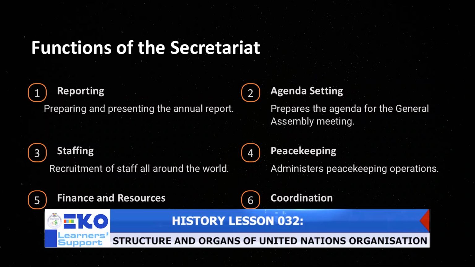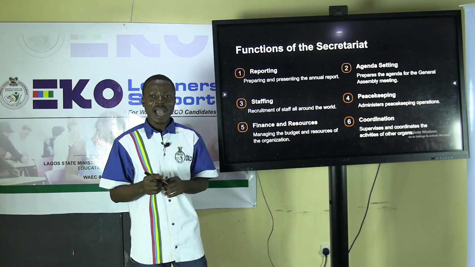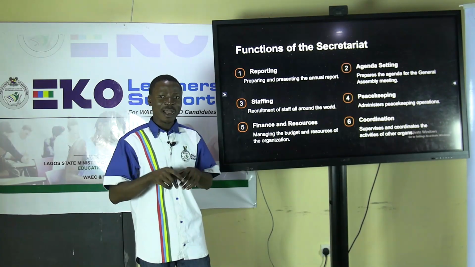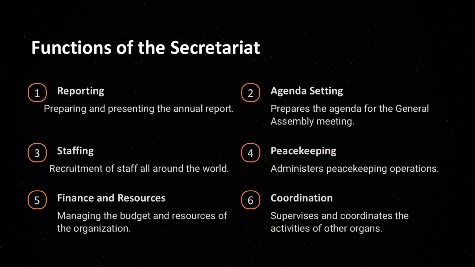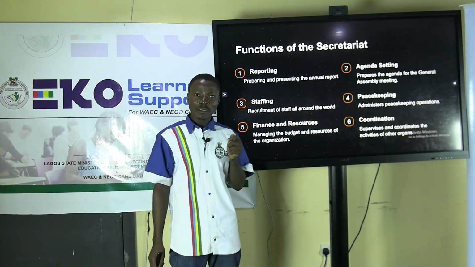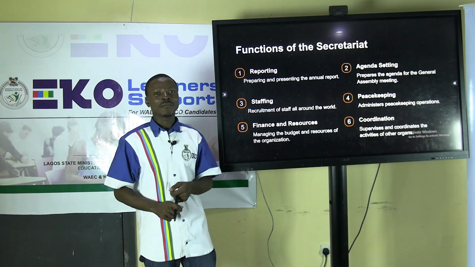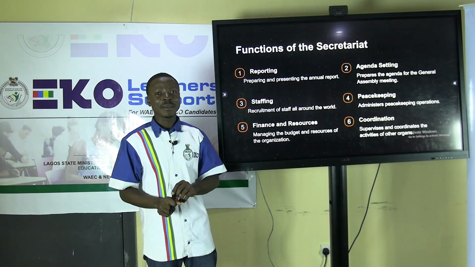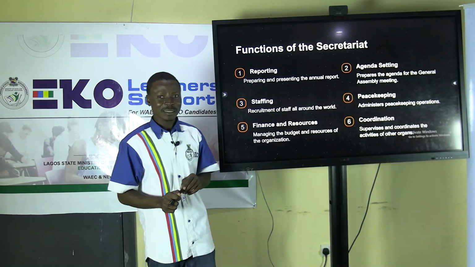Another function is the coordination and supervision of all the activities of the organization, ensuring the proper implementation of policies and effective functioning of other organs of the United Nations. And lastly, the finance and resources. They are the ones that make the annual budget, and manage the finances and all other resources, both tangible and non-tangible, of the organization. All these that we've listed above are the functions of the Secretariat, which is headed by the Secretary General.